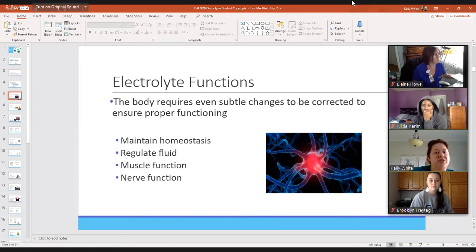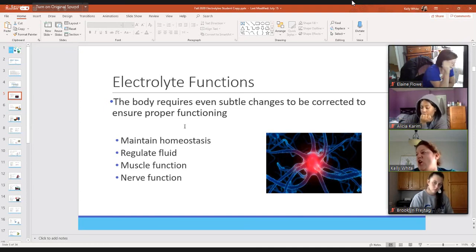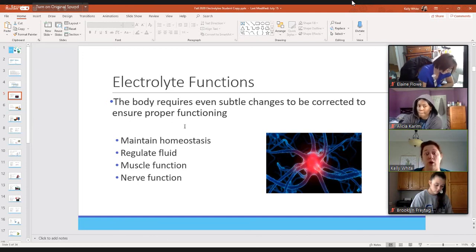So our electrolytes are super important, and our body requires very subtle changes to be corrected rather quickly. This is so that we can maintain homeostasis. Our body needs to maintain fluid balance, so not be overhydrated or dehydrated, in order for those electrolytes to stay in that proper concentration so that they'll work properly.